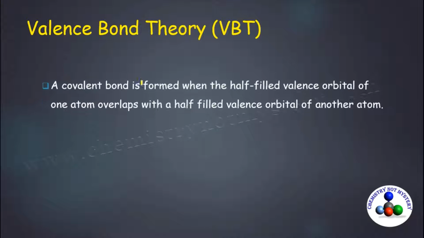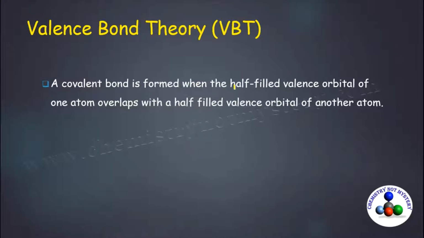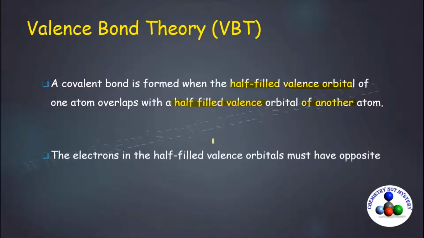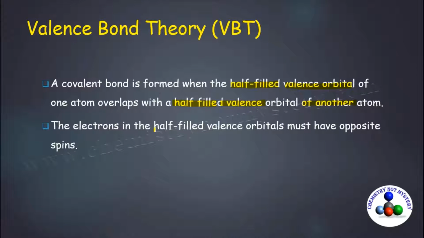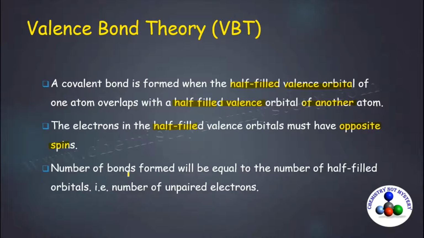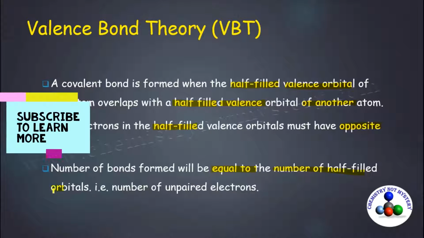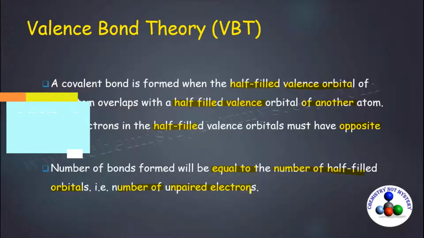According to valence bond theory, a covalent bond is formed when a half-filled valence orbital of one atom overlaps with the half-filled orbital of another atom. Electrons in half-filled orbitals must have opposite spin so that they can neutralize each other. The number of bonds formed will be equal to the number of half-filled orbitals, or you can say it is equal to the number of unpaired electrons.